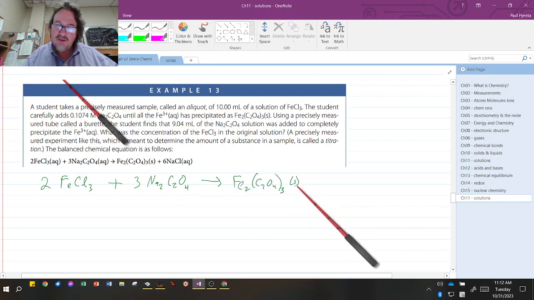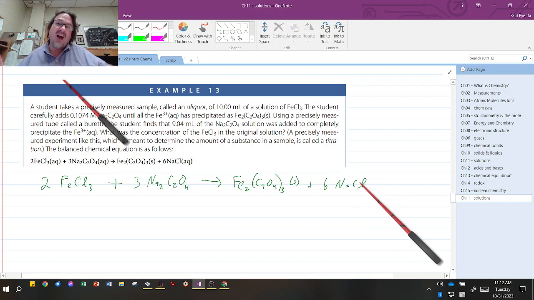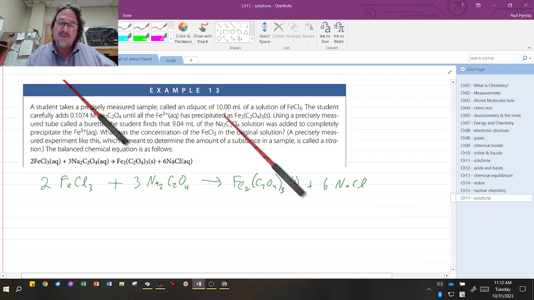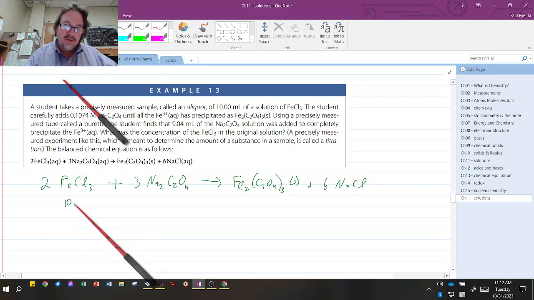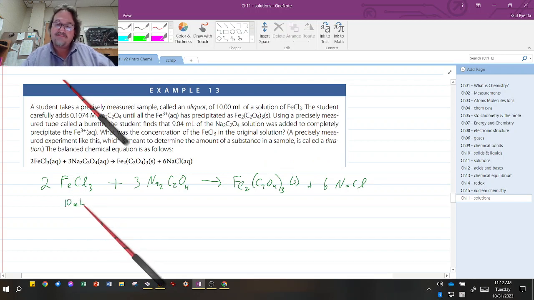C2O4, 3. Here's my solid. There's my precipitate that they're talking about. And 6 sodium chlorides. Okay. As usual, I like to write underneath my balanced equation what it is they're talking about. And so we have this initial 10 milliliters of the iron 3 chloride. That's over here. So 10 milliliters of that stuff.